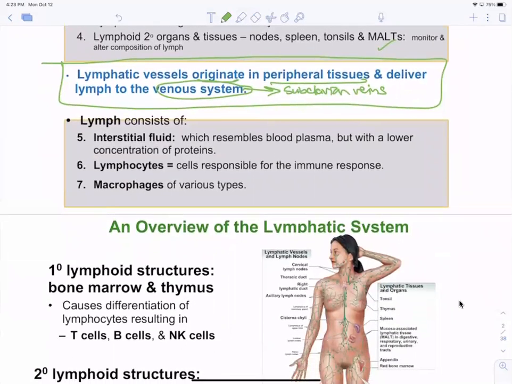Lymph consists of interstitial fluid. That's what leaves the blood or plasma into the interstitial environment surrounding the cells. There's going to be no plasma proteins. It's dominated by white blood cells, lymphocytes, and other white blood cells that are macrophagic.